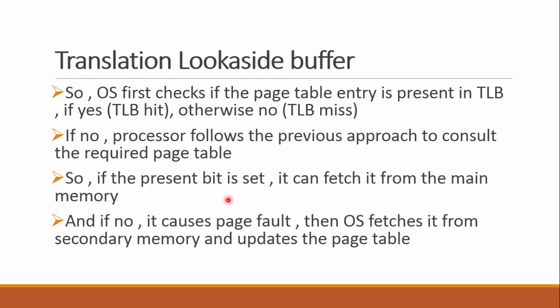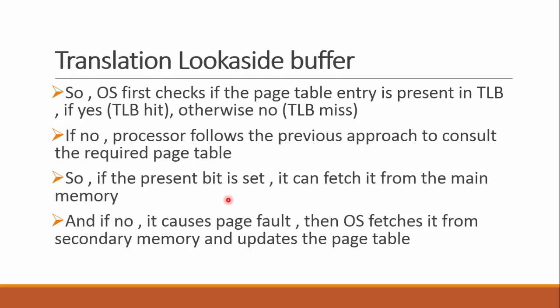So what happens with the translation lookaside buffer is, the OS checks if the entry which it requires is in the TLB. Before going to the page table or checking any memory, the first thing the OS does is go to the TLB. If the required entry is there, it's great, it's known as a TLB hit. Otherwise, bad luck, it's a miss.